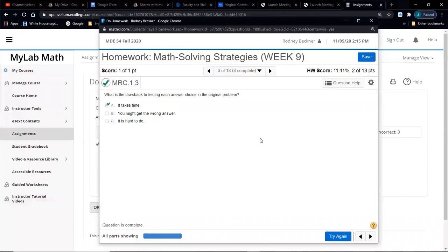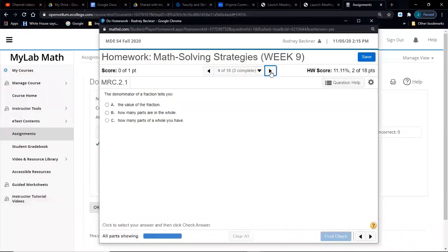That's why I don't really like giving a lot of multiple choice questions on the test. I don't want people just testing out possibilities. I want them to derive a solution for logical quantitative reasons. The denominator of a fraction tells you, oh, you better know this. The value of the fraction, how many parts are in the whole, how many parts of a whole you have. Now, this is going to relate to how we were describing percent problems, part to whole ratios, part over whole. So the top is the part, the bottom is the whole.